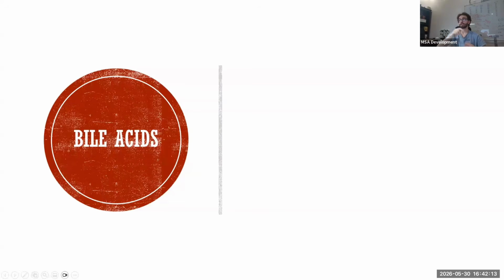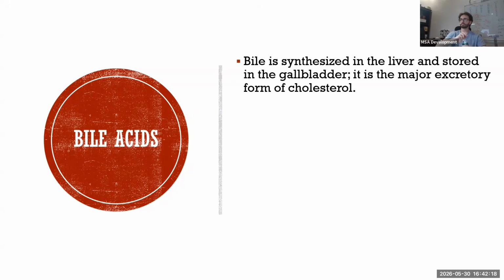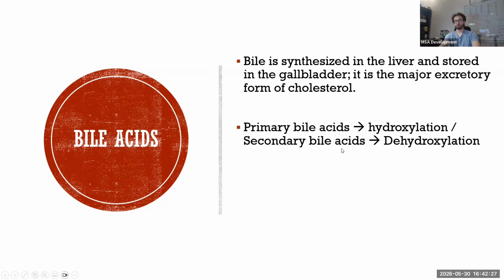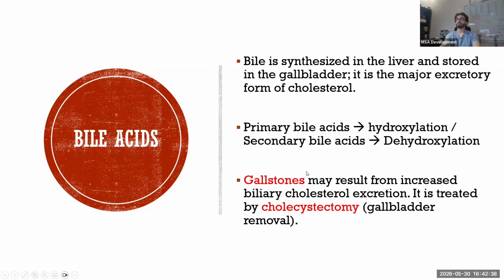Now let's talk about bile acids. We said that this is how we excrete cholesterol. So bile is synthesized in the liver, stored in the gallbladder, and it is the major excretory form of cholesterol. You don't need to know this a lot. It's in GI mostly. But primary bile acids happen through hydroxylation, and secondary bile acids through dehydroxylation. Gallstones can result from increased biliary cholesterol excretion. So any condition where there is a lot of cholesterol will mean we will have a lot of bile acids. Too many bile acids can give us a condition which is gallstones.